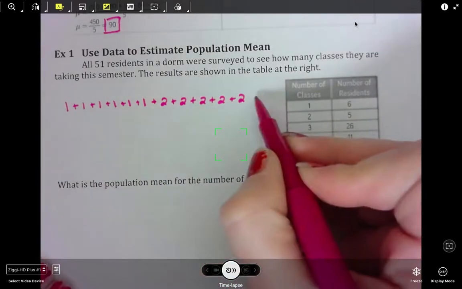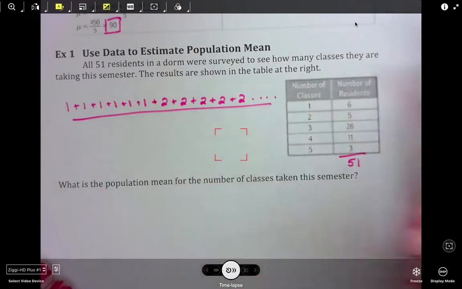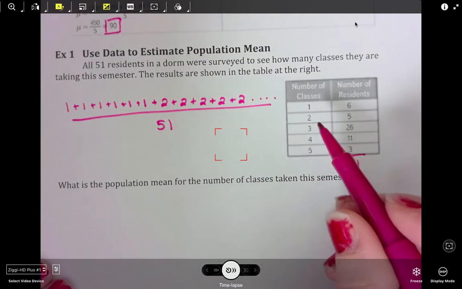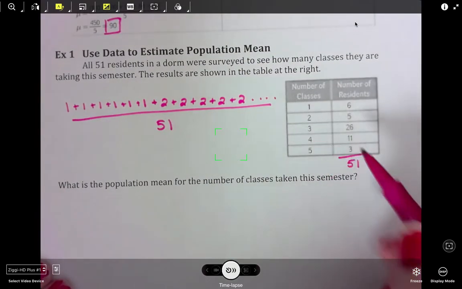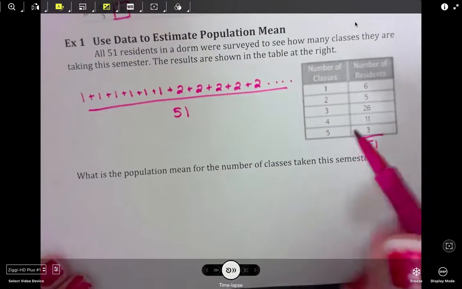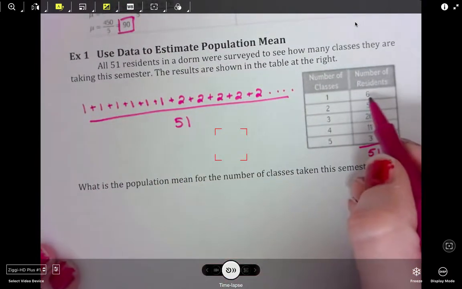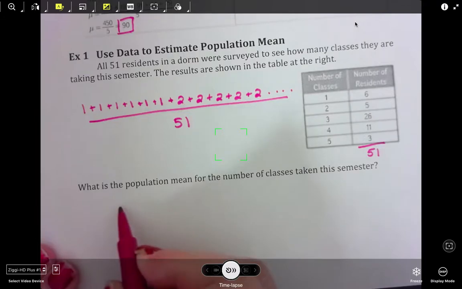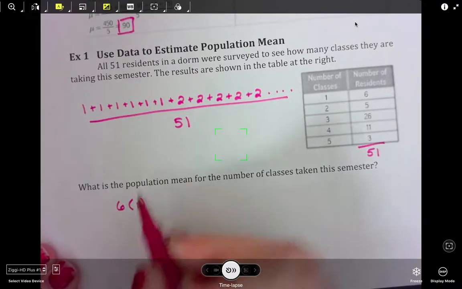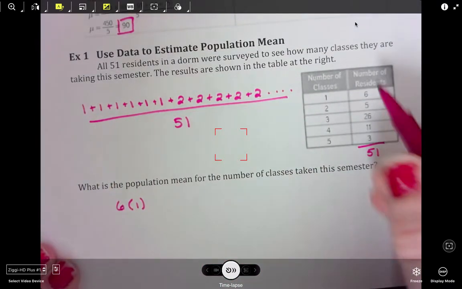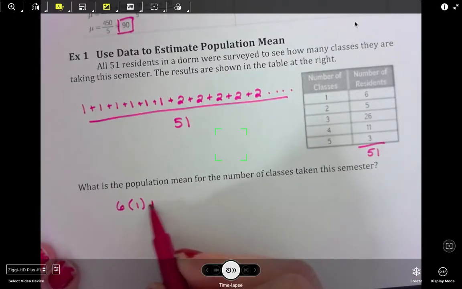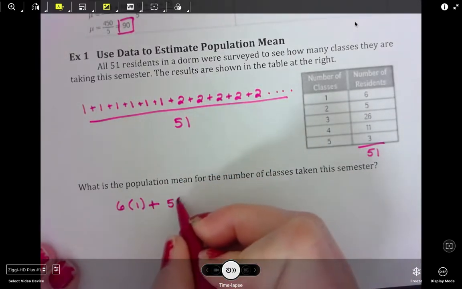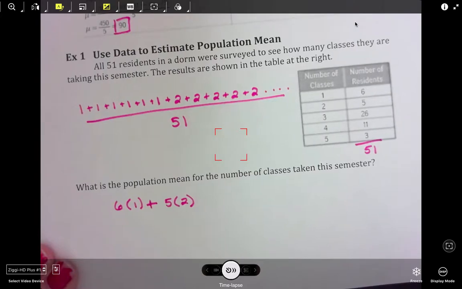And then at the end, I would divide that all by 51. But I don't want to have to write out 3 26 times or 4 11 times, okay? So what this is essentially saying is that if 6 people are taking one class, that's kind of like 6 times 1. There are 6 ones up here, okay? If 5 people are taking 2 classes, I'm going to add that to 5 people taking 2 classes, okay?